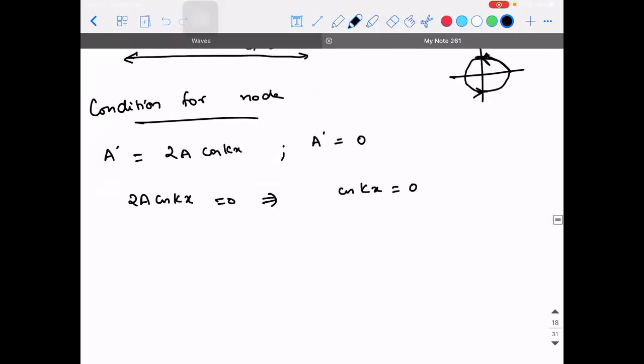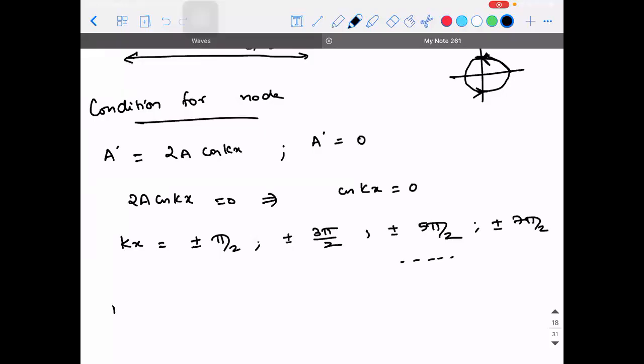Right. So can I say kx has to be plus or minus pi by 2, plus or minus 3 pi by 2, because 3 pi by 2 is 270, plus or minus 5 pi by 2, because 5 pi by 2 is 450, plus or minus 7 pi by 2, and so on. So how do I write it as a general value? It is all pi by 2 multiplied with whom? With the numbers 1, 3, 5. All these numbers are odd numbers. So how do you mathematically write an odd number?